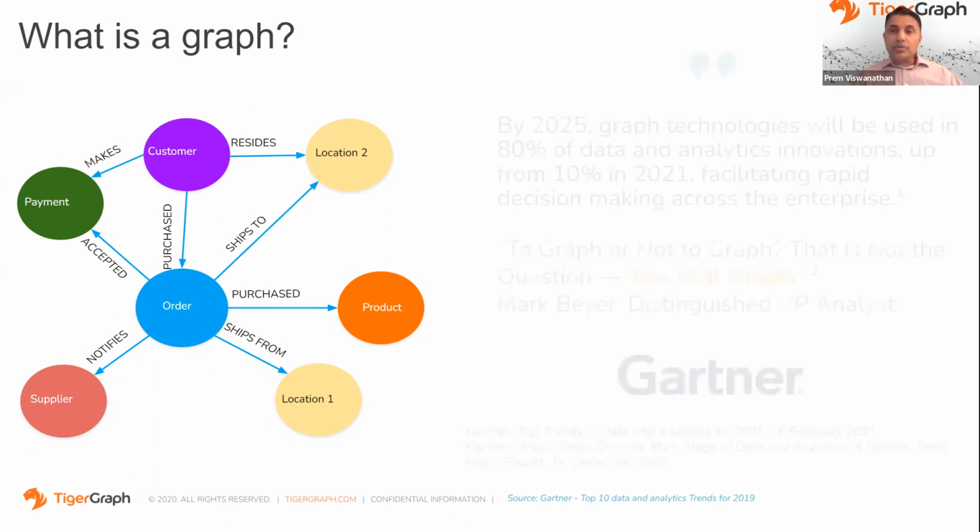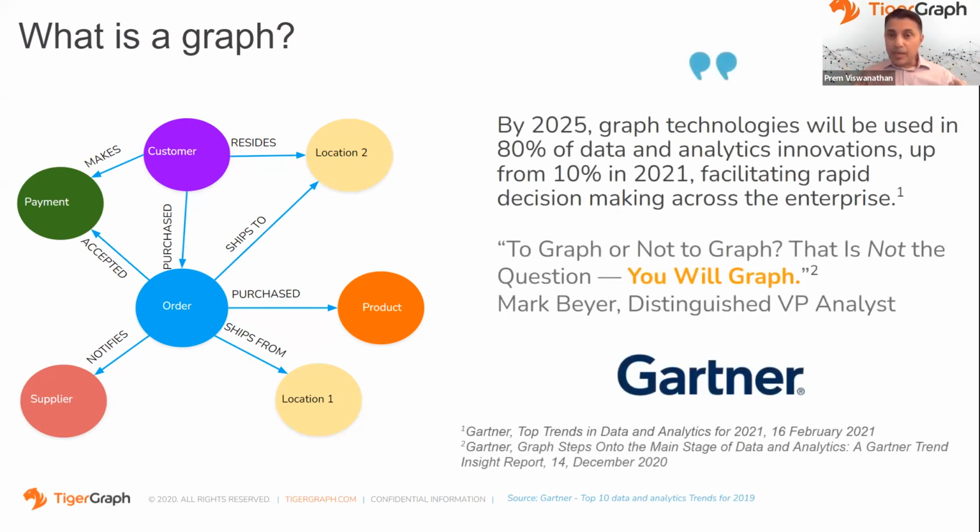But it's also nice to see some third-party validation of that excitement and passion. So here's a quote from the folks at Gartner, where you can see that right now the graph is still kind of in its early stages, but they expect that by the year 2025, 80%, it's a pretty significant number, of data and analytics innovations will involve graph. And you can see the quote there, to graph or not to graph, that's not the question. You will graph, right? And we'll see why in the subsequent slides and the different areas of the business where graph is applicable.